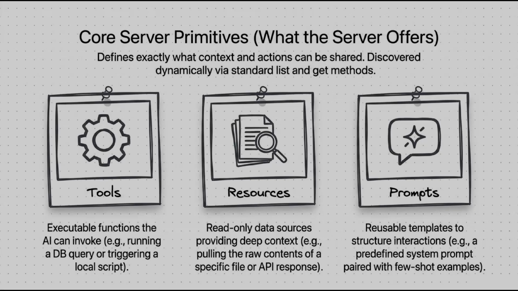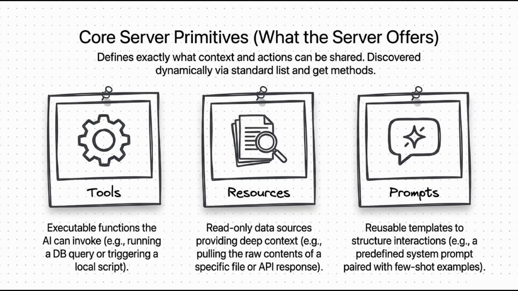We're talking tools, resources, and prompts. These server primitives basically define exactly what types of contextual information and actions can be shared, and they fall into 3 core categories. First, we have tools. These are executable functions that your AI can invoke, like running a database query or triggering a script.